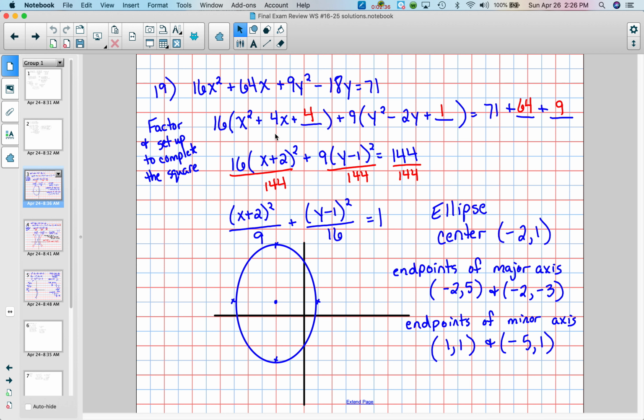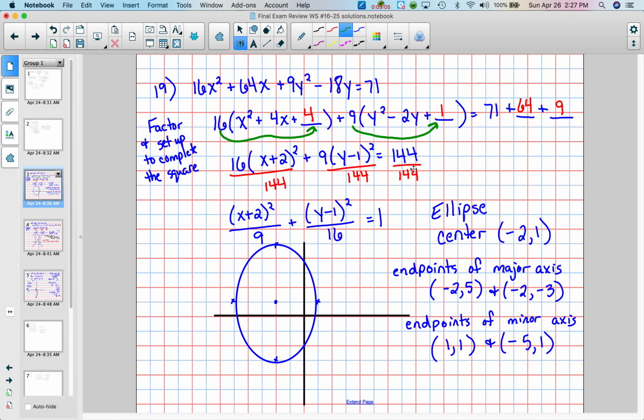Then over here, you take half of the middle term and you square it. That's where the 4 came from. But notice it's a 64 over here. And that's because you have to multiply the 16 times 4, and that's why it's 64. Likewise here, you take half of the negative 2, which is negative 1, square it, you get 1, but you have to multiply, it's a 9 times 1, so it's a 9 over here. So then I end up with this, what I have in blue.